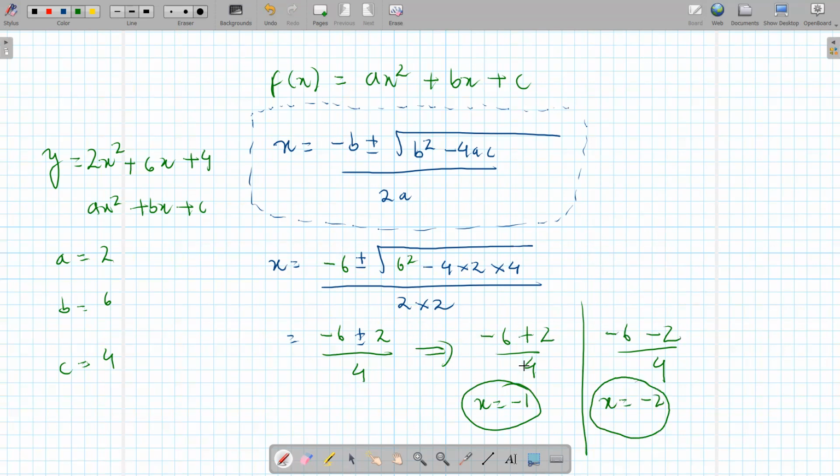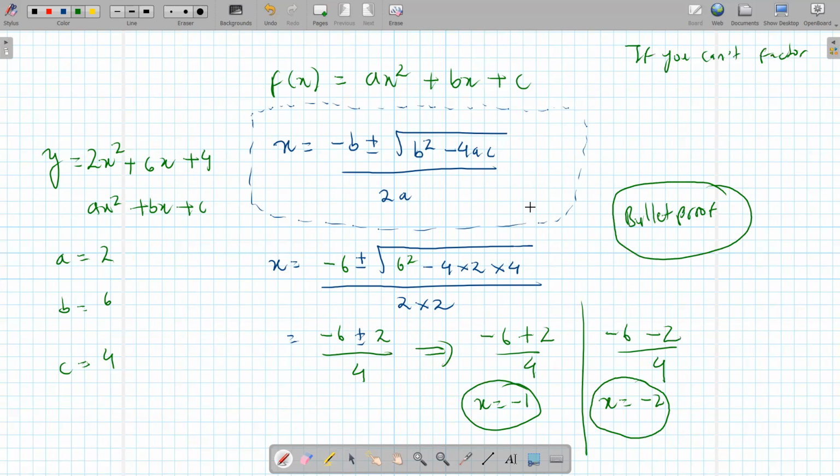Does that make sense? The quadratic formula. Usually you'll be given this when you first see it, but eventually you're expected to memorize it. And this is bulletproof. What does this mean? This means if there are x-intercepts, this will always work. You don't have to be able to factor it. If you can't factor, you're going to use the quadratic formula.